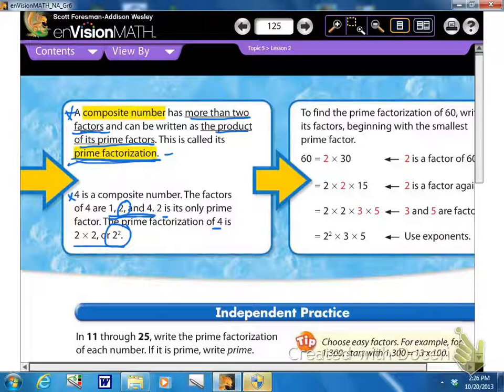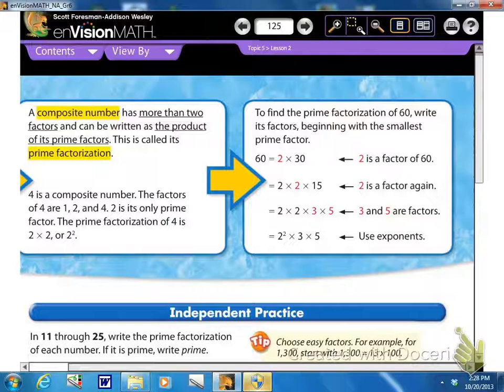Okay, so to find the prime factorization of 60, they have us write its factors, beginning with the smallest prime factor. So 60 would equal 2 times 30. So we keep the 2 because 2 is prime, and they bring that 2 right down here, and then they break up 30 into its factors. Well, what are a couple factors of 30? Well, 2 times 15 would get you 30. Again, 2 is prime.